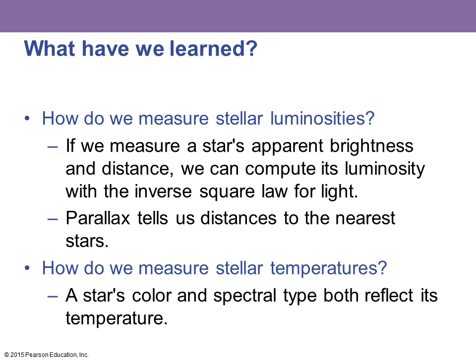So how do we measure stellar luminosity? Well, if we can measure the star's apparent brightness and distance, we can compute its luminosity with the inverse square law, something we're not going to actually calculate, but we'll use as we go through the rest of this chapter. Parallax will tell us the distance to those nearest stars, though. And how do we measure stellar temperature? Well, a star's color and spectral type both reflect its temperature. So if we find its color or its spectral type, we can get its temperature.